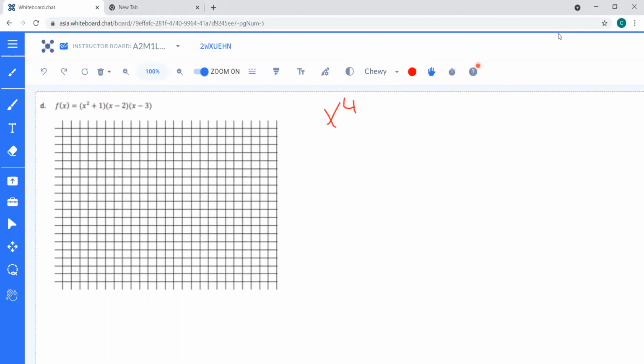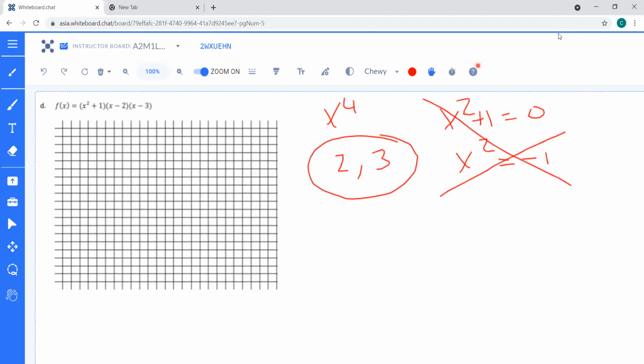Well, I know that x squared plus 1 is equal to 0. Well, x squared equals -1. When is that ever going to be the case? It's not. Those are not going to be real solutions. So I have only 2 x-intercepts, or only 2 solutions. But I have a degree of 4, which means the ends of my graph are going to be going in the same direction.